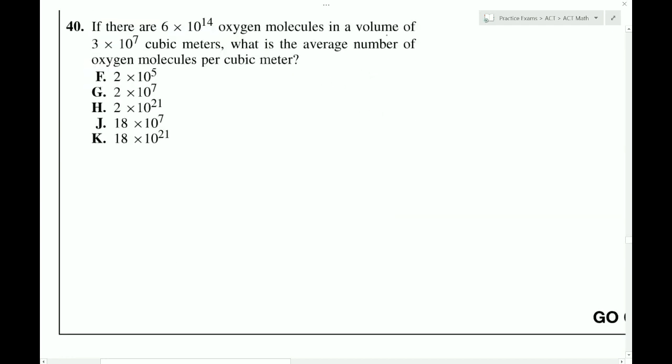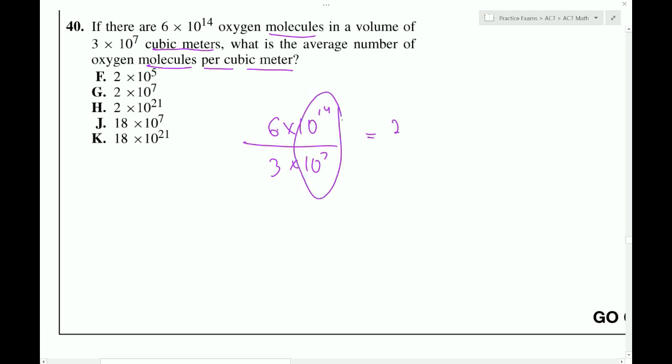If there are this many oxygen molecules in a volume of this many cubic meters, what is the average number of molecules per cubic meter? This is an easy division problem. 6 times 10 to the 14th divided by 3 times 10 to the 7th. This can all be done in the calculator, but it's also easy to do by hand. 6 over 3 is 2, and then you have to subtract the exponents. So you get 10 to the power 7.